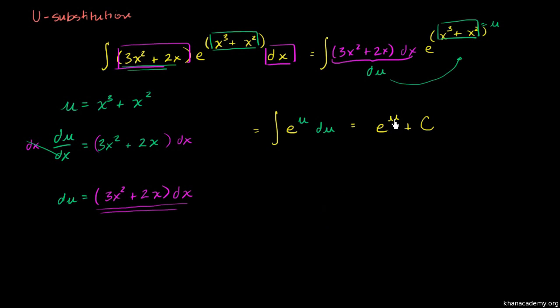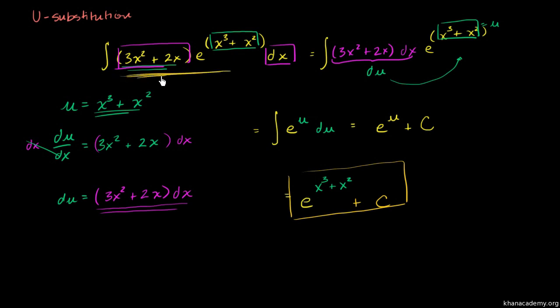Now, to get it in terms of x, we just have to unsubstitute the u. We know what u is equal to. So this is going to be equal to e to the, instead of writing u, x to the third plus x squared, and then we have our plus c. And we are done. We have found the antiderivative. I encourage you to take the derivative of this, and I think you will find yourself using the chain rule and getting right back to what we had over here.